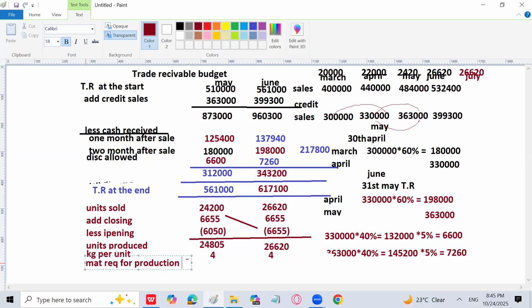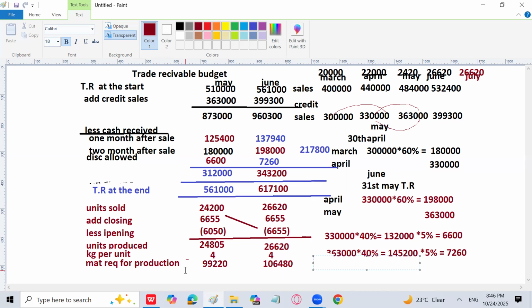24805 into 4. Let me calculate. 24805 into 4, that is 99220, and here 26620 into 4, that is going to be 106480. And for July also, the production requirement is going to be the same because the units produced for July, we don't have the units produced for July, sorry. So that is the material required for production.